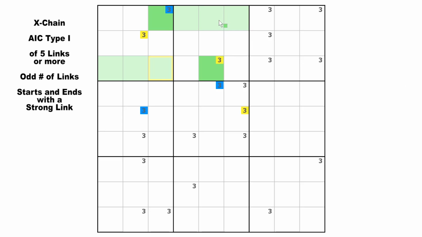And then up here, there can't be a 3 in this cell because that would negate our strong link in column 5. So in this configuration, you could eliminate a candidate 3 if it was here or here, but nowhere else. So because of the shape of this X chain, there can only be 2 possible eliminations, those 2 red 3s up in row 1.